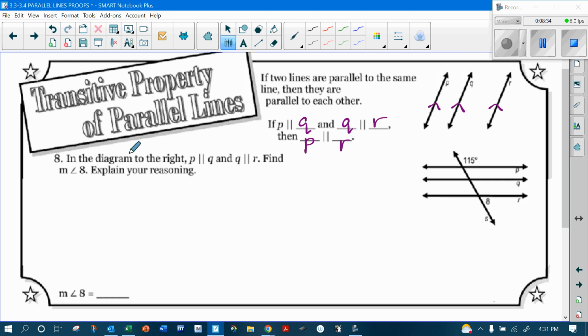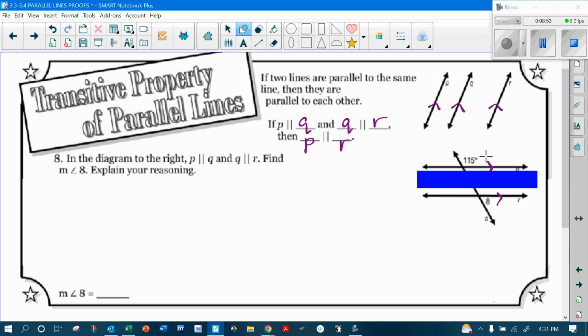So now it says in the diagram to the right, P is parallel to Q, and Q is parallel to R. So all three of them are parallel. So I have three parallel lines. Find the measure of angle 8. Well, if I were to just pretend for just a second that this one wasn't here and just had these two, then this angle 115 and angle 8 are on the same side of the transversal and they're outside the parallel lines. So these are same side exterior.